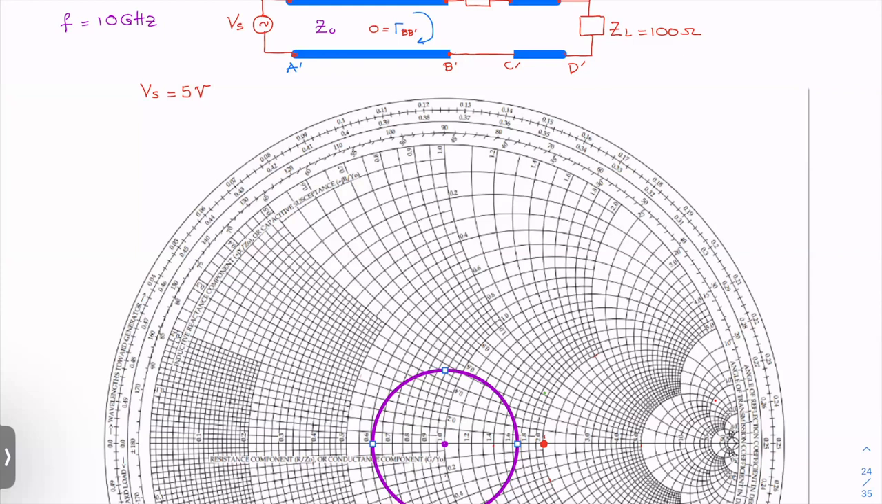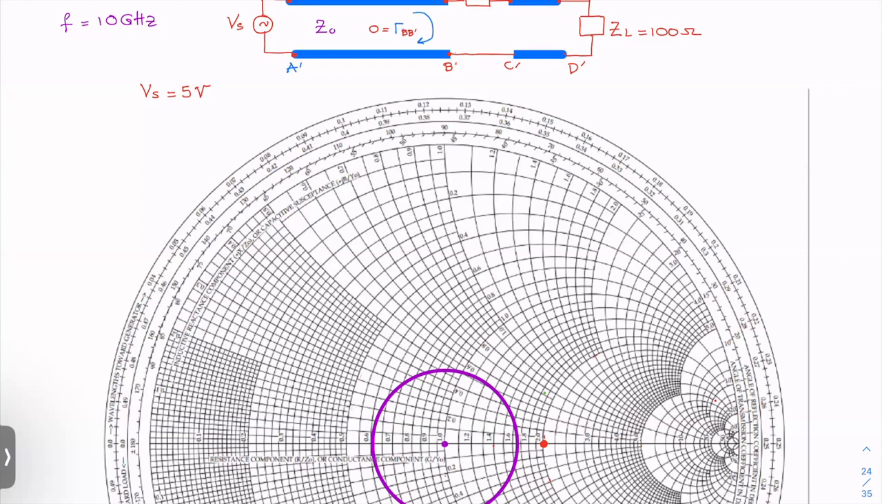Since Z naught is not there, what tells me what the circle is? If I know the impedance at any point on this line, then I know the circle, because I know the center. If I know any point on the circle, because that's the input impedance at a point on the line, then I know the whole circle. Which impedance do I know on this section? Yes, I know the load. The load is the impedance at DD prime of this section.